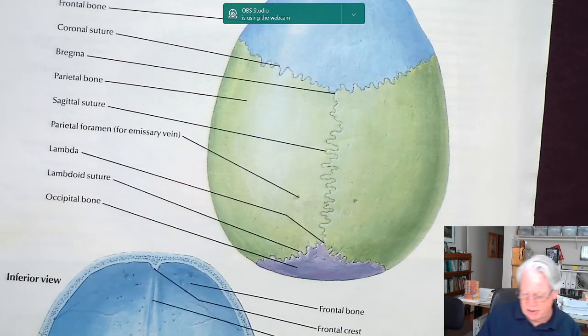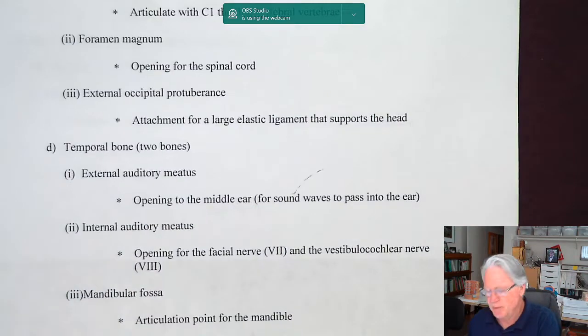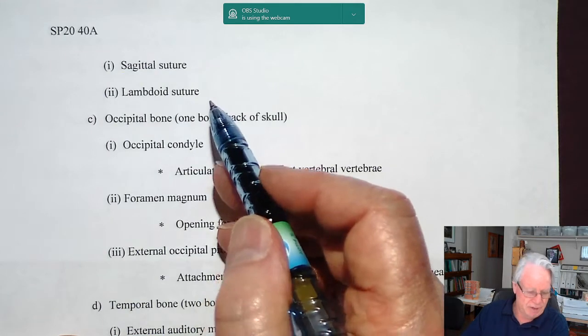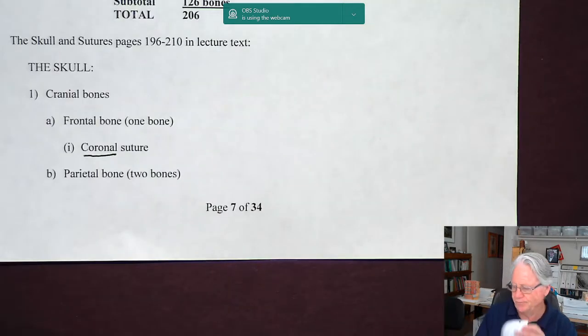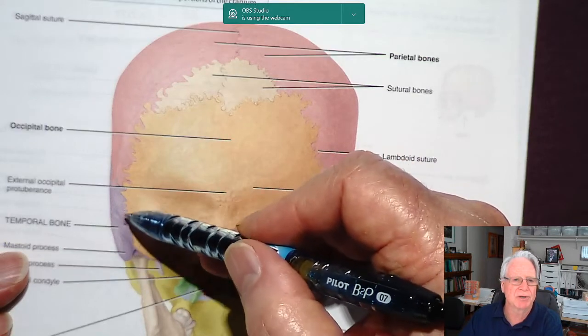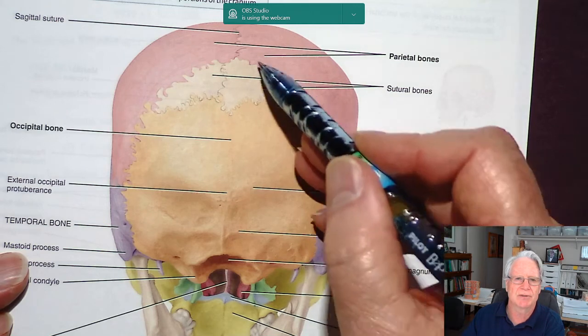Let's take a look at the next structure on the list. And that is going to be the lambdoid suture. Now here we're going to look at a posterior view, and that will show us the lambdoid suture very clearly. I find the posterior view. There it is. So here we have a suture that goes all the way up and around. That is my lambdoid suture. This suture right here.